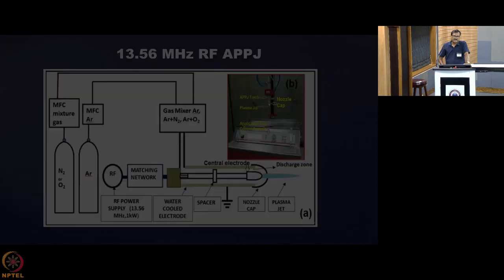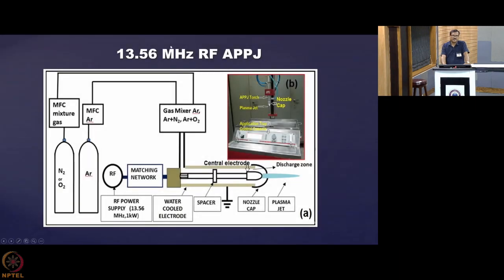But here in this case, this is a 13.56 megahertz device. This is a cold plasma device. Again, this is a commercial frequency which is available in standard sources present in the market. So this device again has a cathode and an anode, and it is water cooled because these are a bit higher power devices. The discharge takes place between the two, and the plasma jet comes out like this.